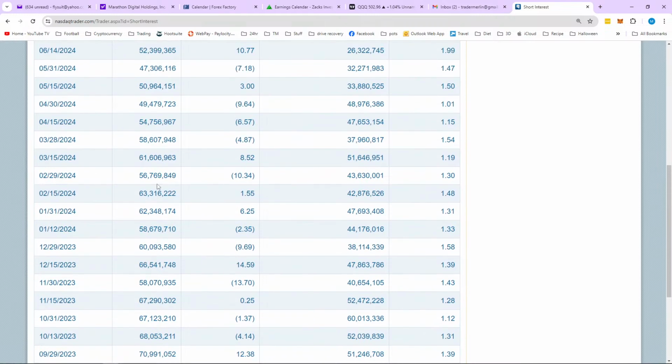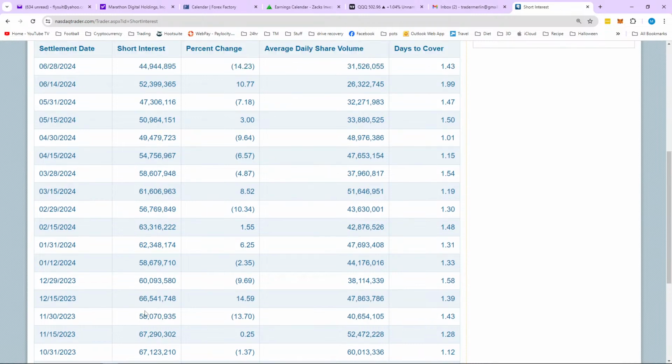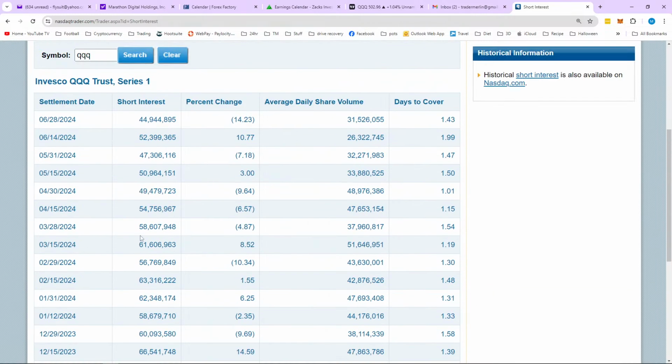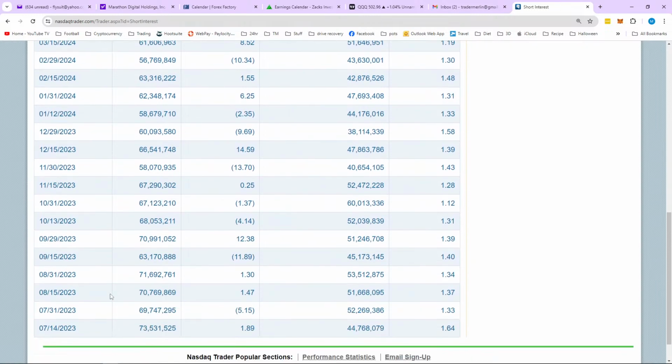And then all of a sudden it started to drop. And you notice now we've gone from 75 or 74 million. Our most recent reading on June 28th was only 44.9 million, which means that more and more people are getting squeezed out of their short positions. And I don't think that should come as any surprise. Let's look at where the market's gone since July.